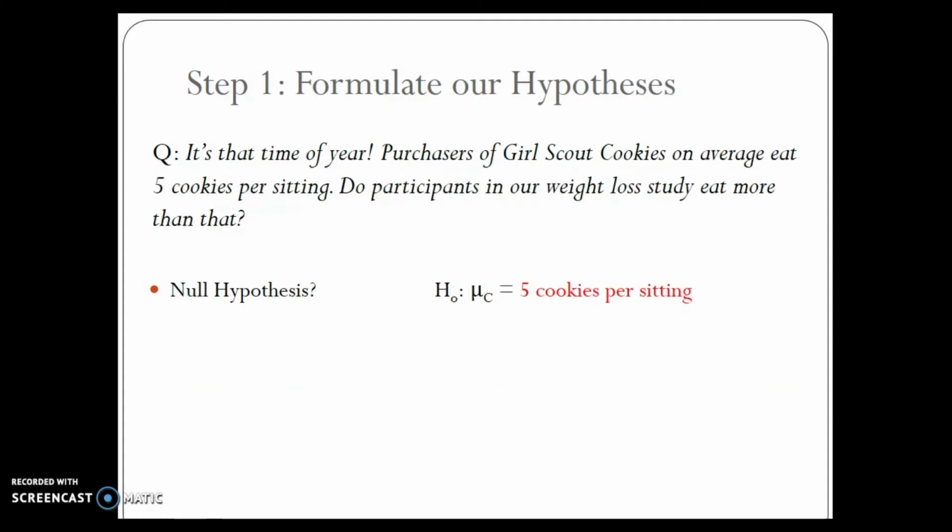So step 1, formulate our hypothesis. Our null hypothesis, as you remember from the last couple class periods, would be that the mean number of Girl Scout cookies eaten in our sample will equal 5, which is the mean of the population. Our research hypothesis would be that the mean number of cookies eaten in our sample does not equal 5 cookies per sitting. And you can see that in the research question. Purchasers of Girl Scout cookies on average eat 5 cookies per sitting. So we are making sure we have a non-directional hypothesis here.